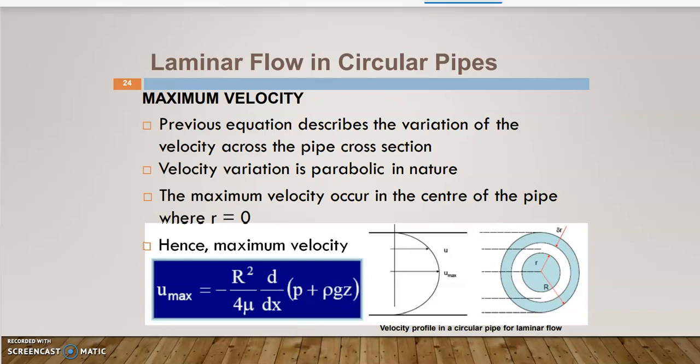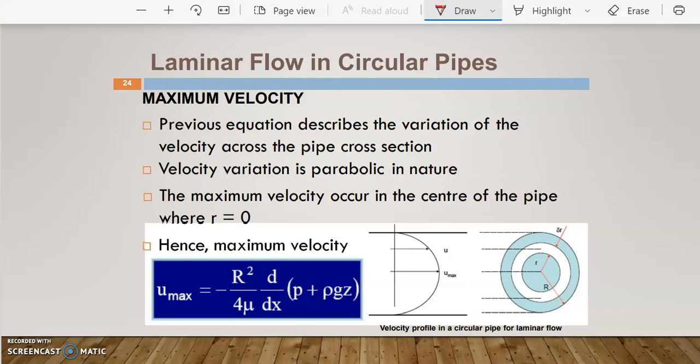So here, we have the cross-section of the pipe. The distance from the center of the pipe to the boundary of the pipe is the capital letter R, the radius. The distance from the center point to the X location is measured as small letter r. Now when we convert this cross-section to the side view, we know that we have the maximum velocity at the center of the pipe, and the velocity will reduce as it moves nearer to the boundary of the pipe.